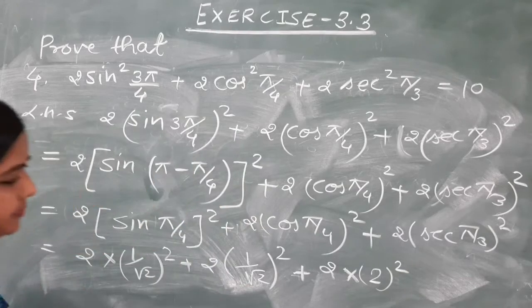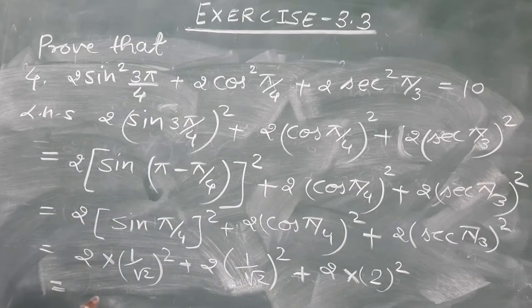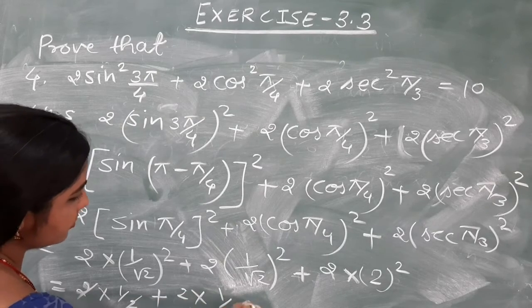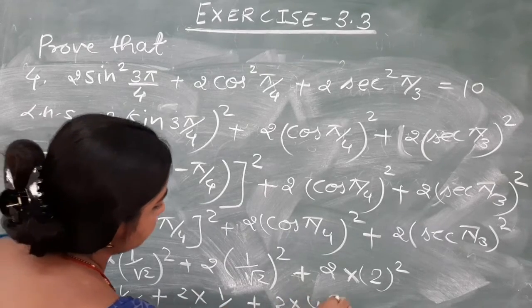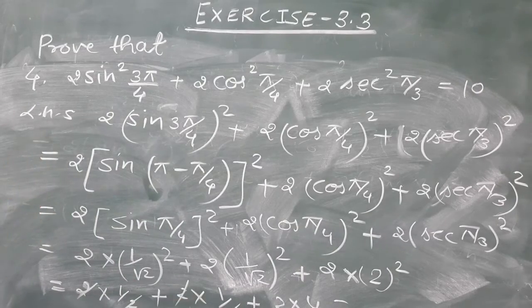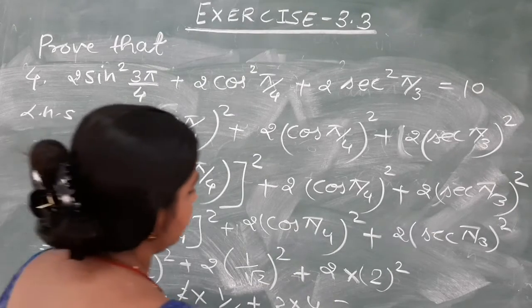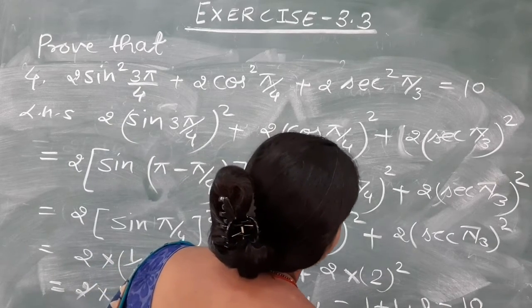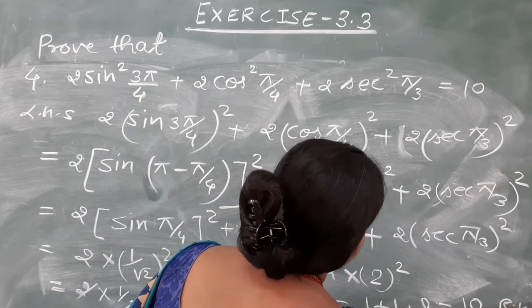square. So we'll calculate it as 2 into 1 by 2 plus 2 into 1 by 2 plus 2 into 4. So finally we'll have here 1 plus 1 plus 8. 1 plus 1 plus 8, and this is equals to 10. RHS proved.